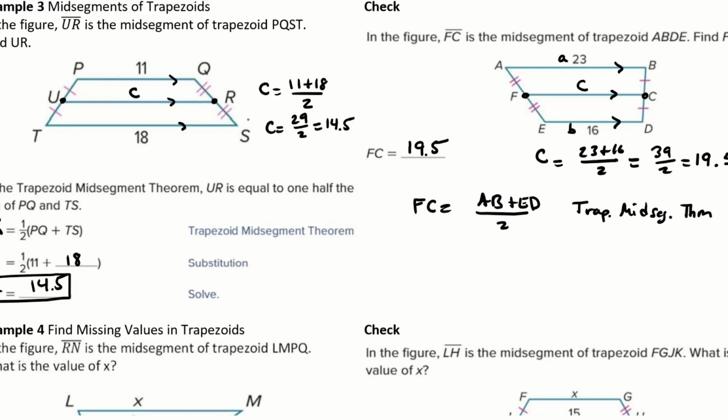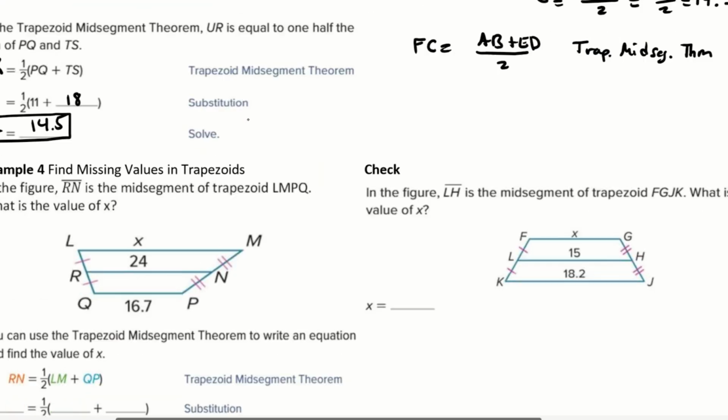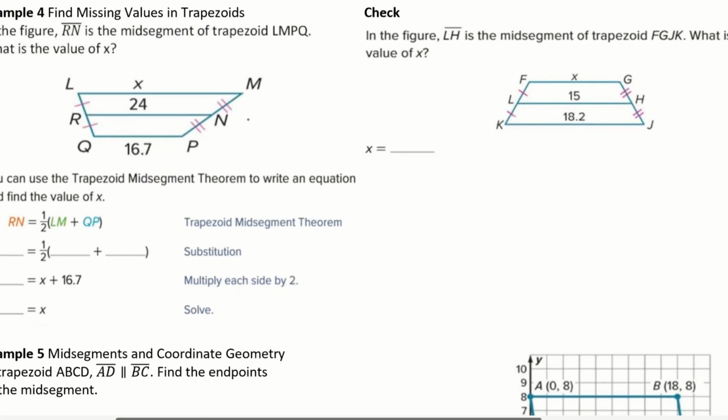Okay, so let's look at example 4. Find the missing values. So another mid-segment theorem, but we're trying to figure out what x is now. Now we're not trying to find the length of the mid-segment anymore. We're trying to find the length of one of the bases. How would we do that?